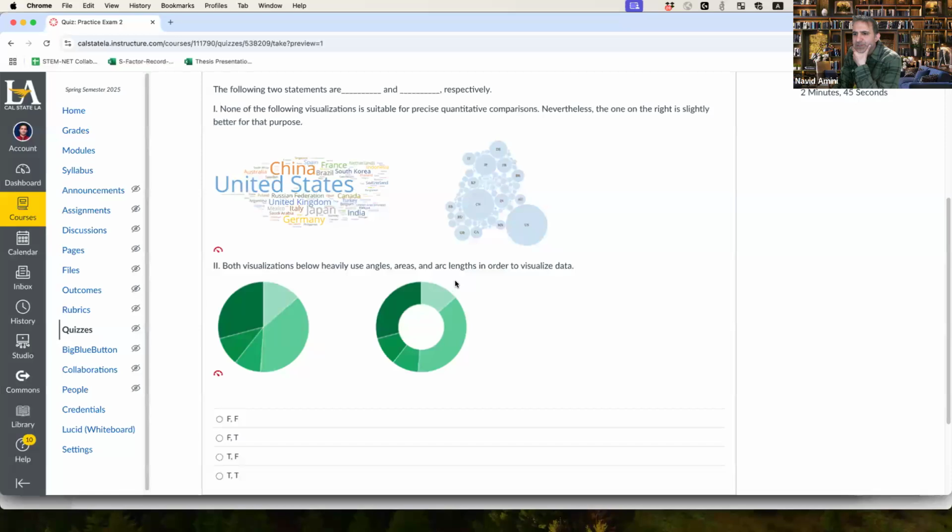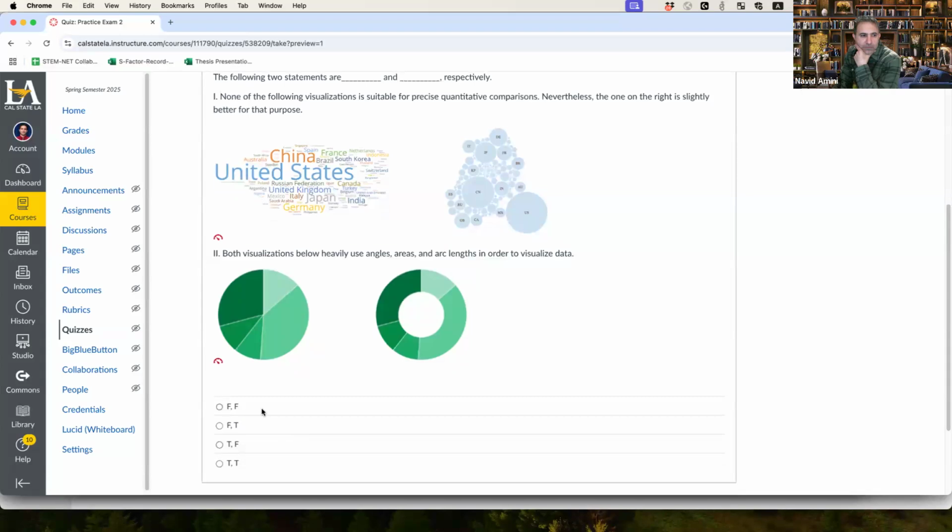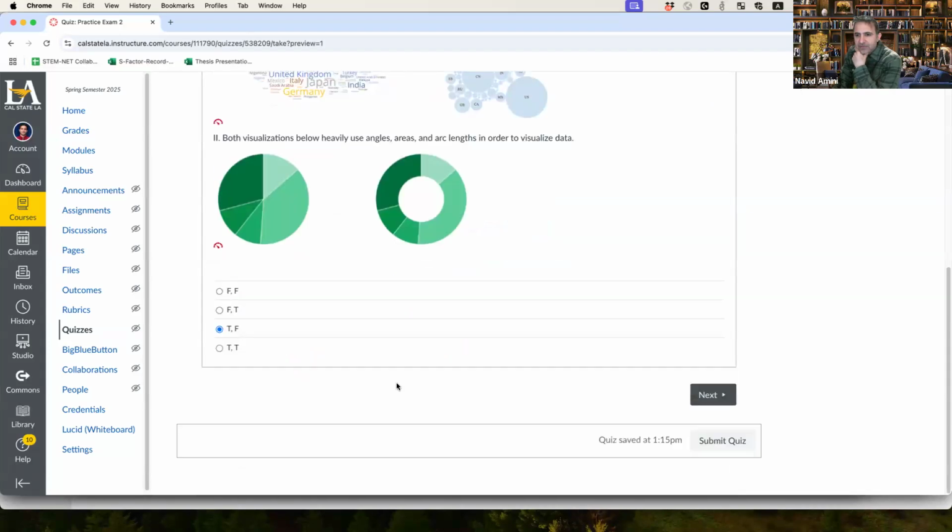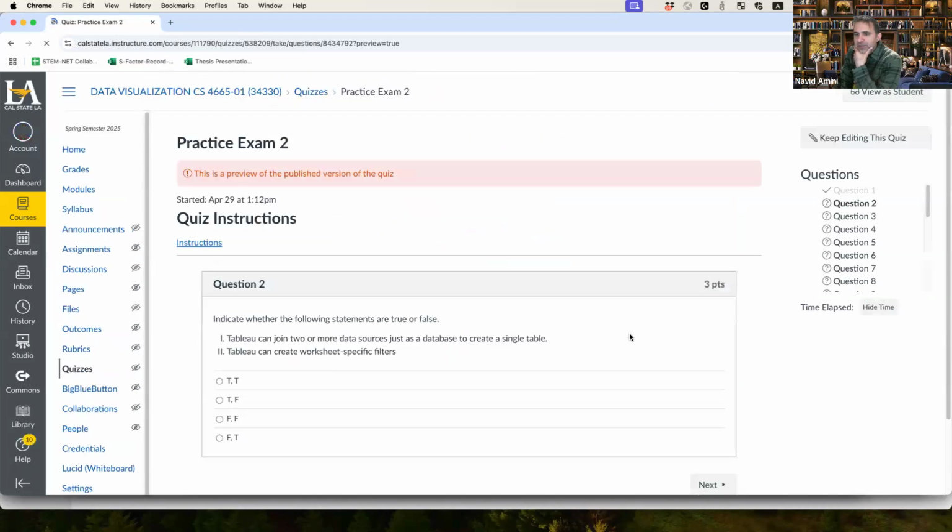And we discussed this when we discussed donut charts, and we said, okay, what are the pre-attentive attributes when it comes to donut charts? It is similar to pie charts, but there are some differences. So the correct answer is TF. Let's go to the next question.